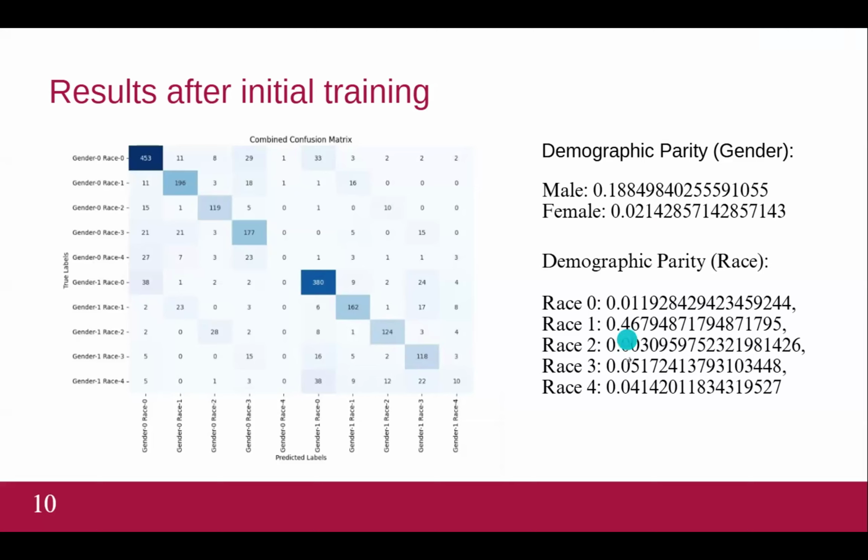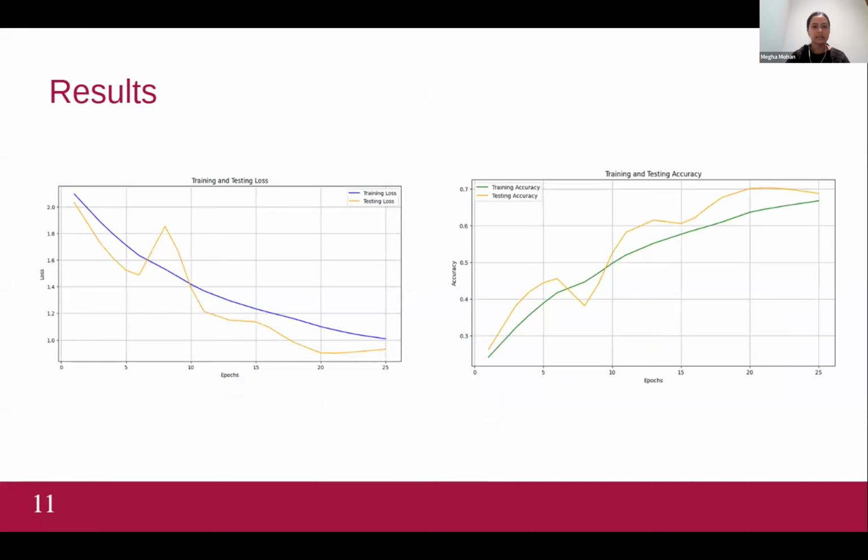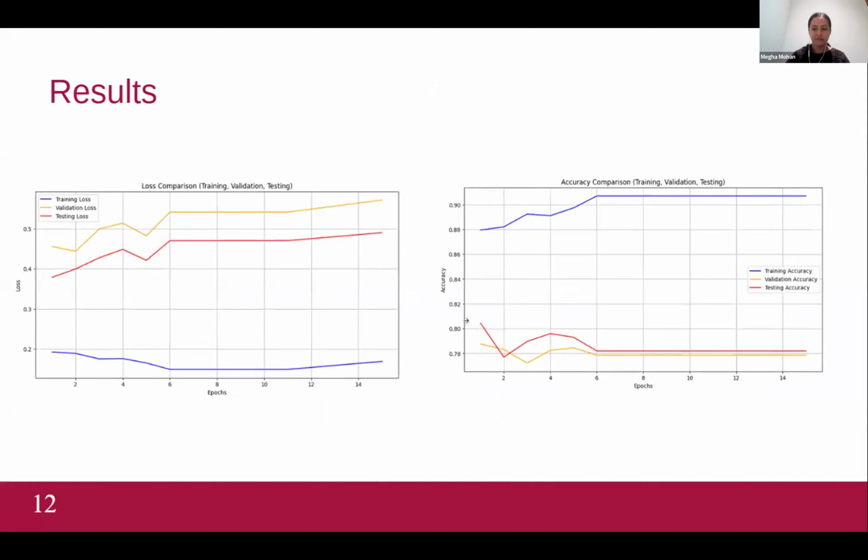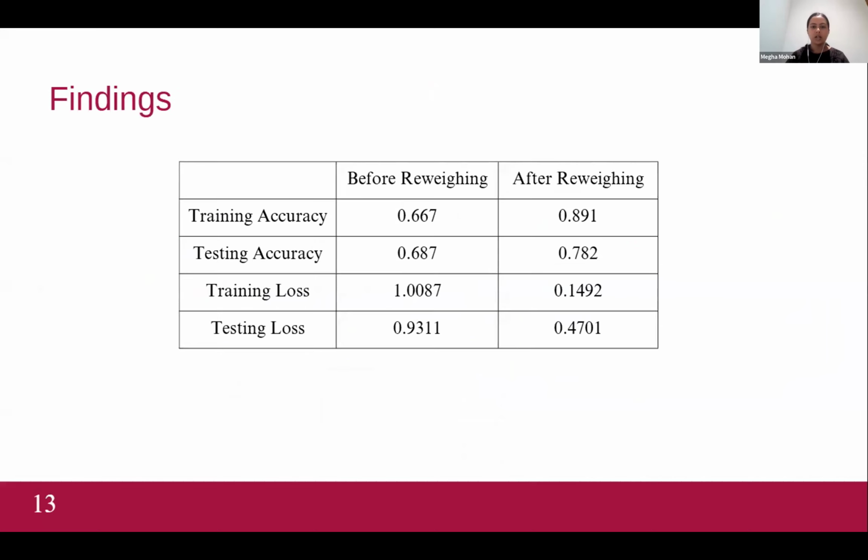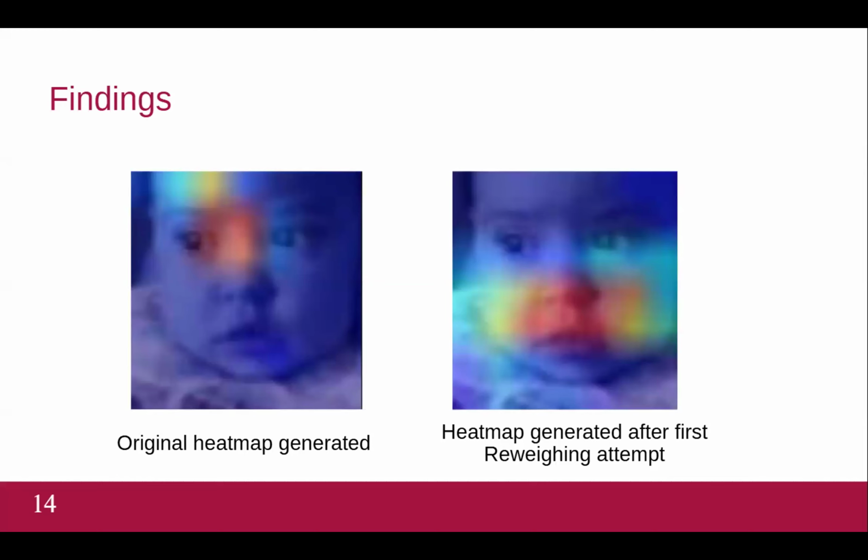And when it comes to the race part, the more biased is race 1, and the fairest is race 2. So these are the results we got initially before the reweighing is done. And this is after reweighing. Before reweighing, you can see how the score is with just ResNet. And after reweighing is done and with the feedback loop, we get better performance in the model. This is the images.